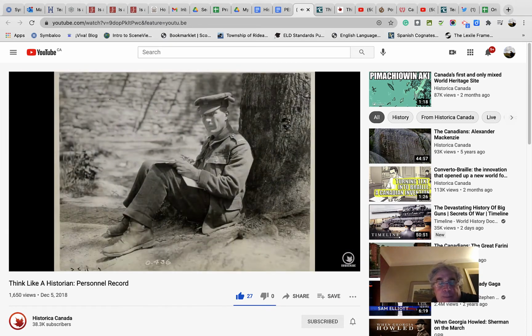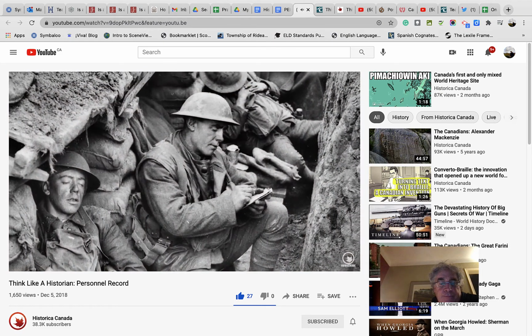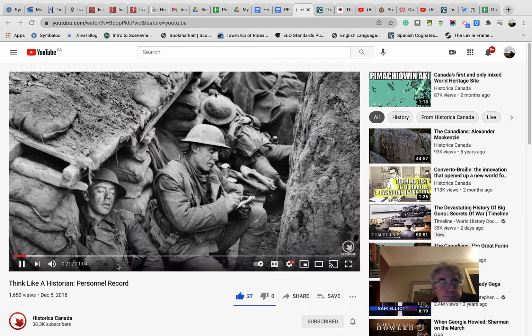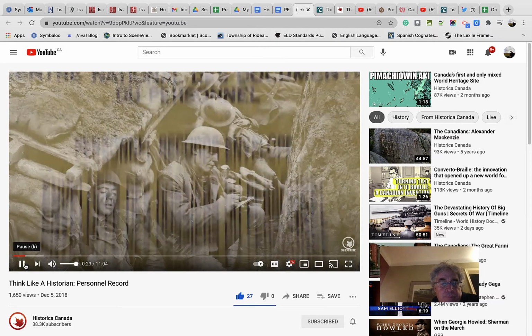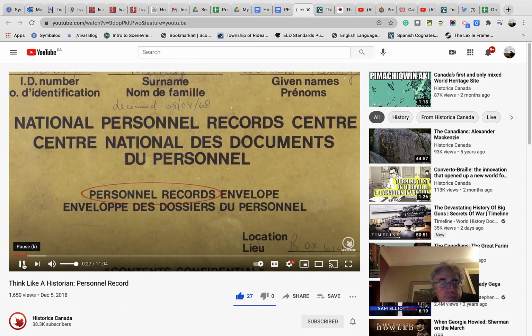Looking at personal record or primary evidence. Focusing on just one soldier gives the war a human face and reveals its traumatic impact. One of the most helpful types of historical evidence for exploring the experiences of individual soldiers is the personnel record, or what is referred to as a service file.